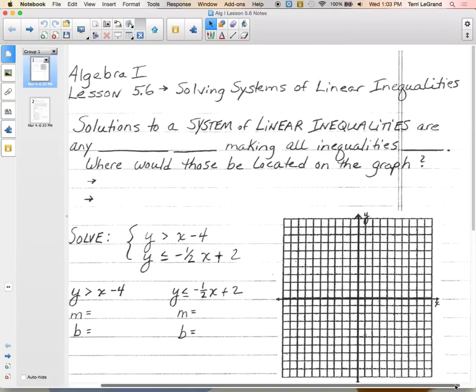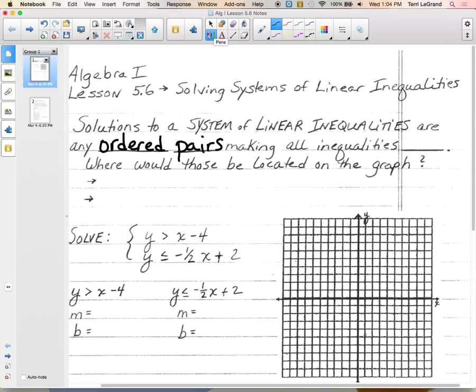So, solutions to a system of linear inequalities are, just like they were when we were just doing one, how do we describe the solutions of a linear inequality? As a what? Ordered pair. As an ordered pair. So we have any ordered pairs, and it will be pairs. There will be more than one.